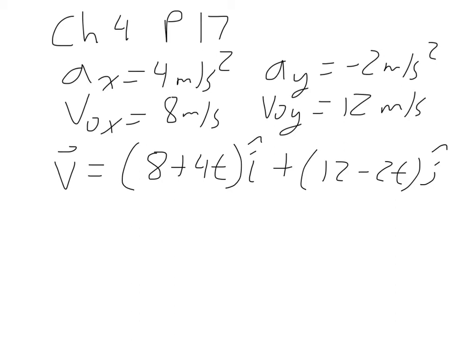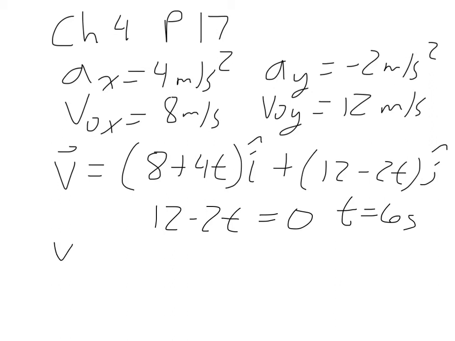The greatest y coordinate will come when the derivative of the position vector along y is equal to 0. The velocity along y is given as 12 minus 2t. The derivative of the position vector is the velocity, and we need to set that equal to 0 to find our maximum or minimum along the y direction. Remember your calculus, guys. And we find that at t equal to 6 seconds, we reach our greatest y component.